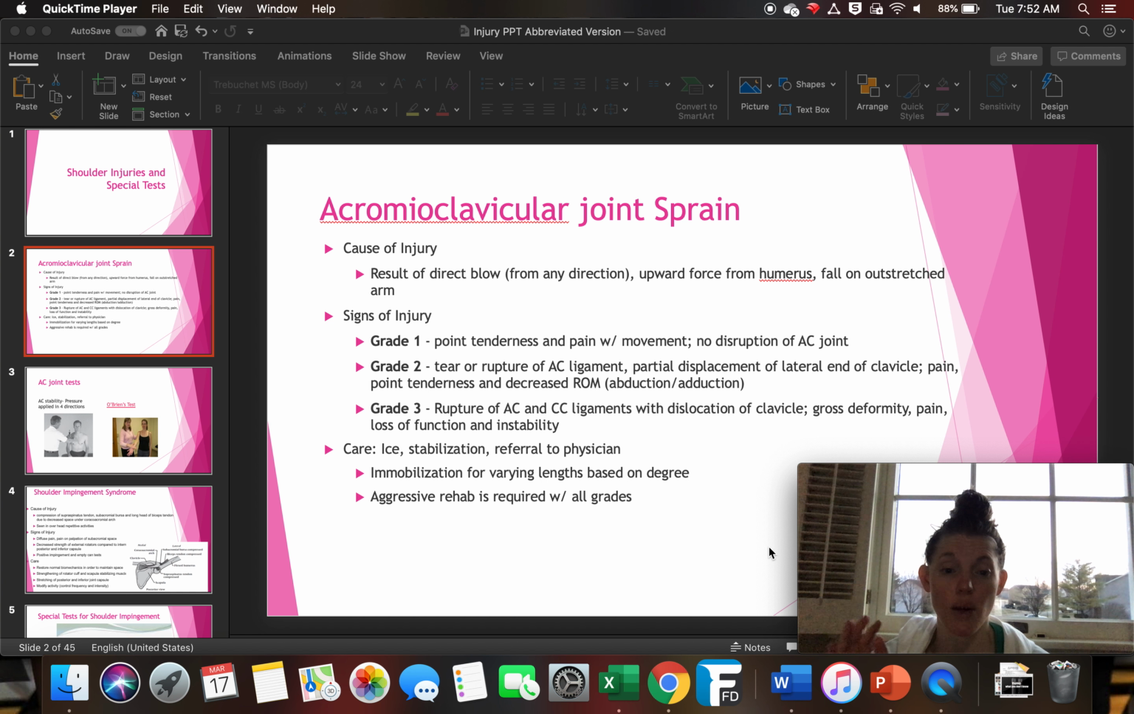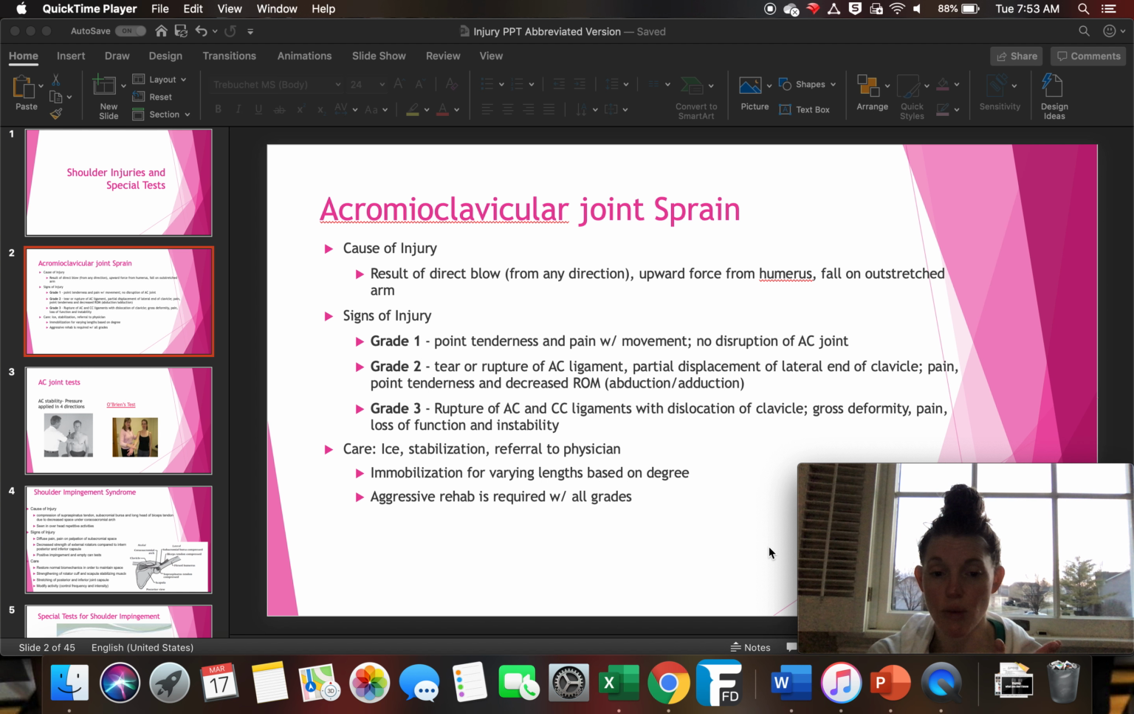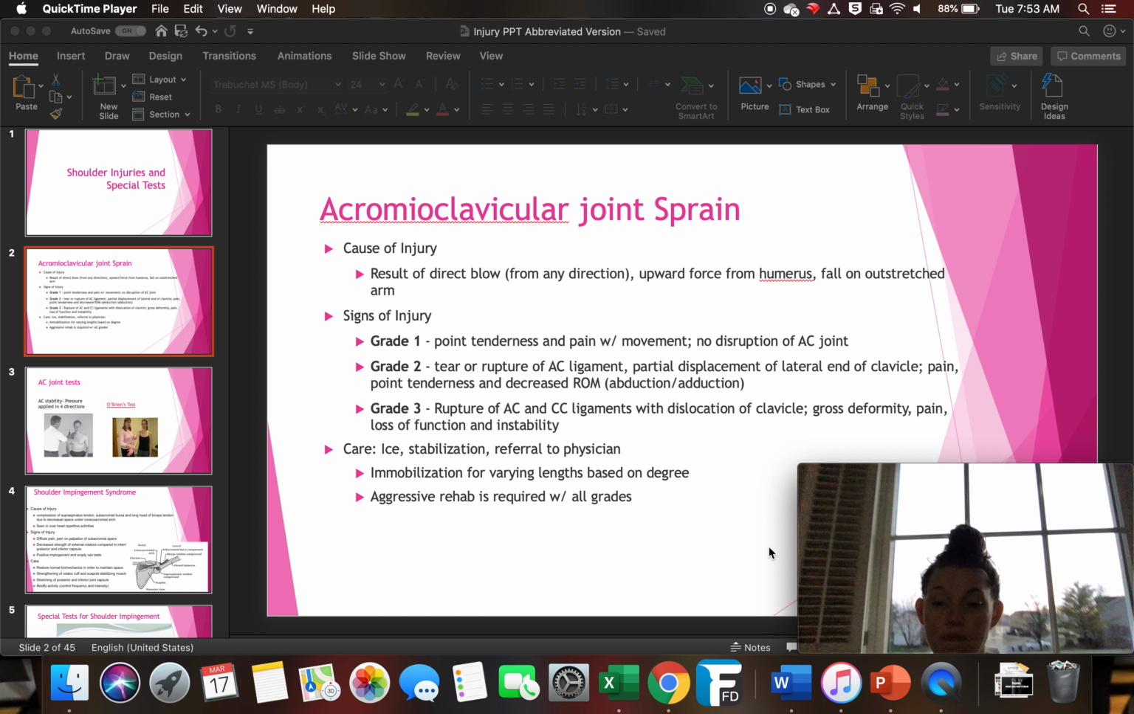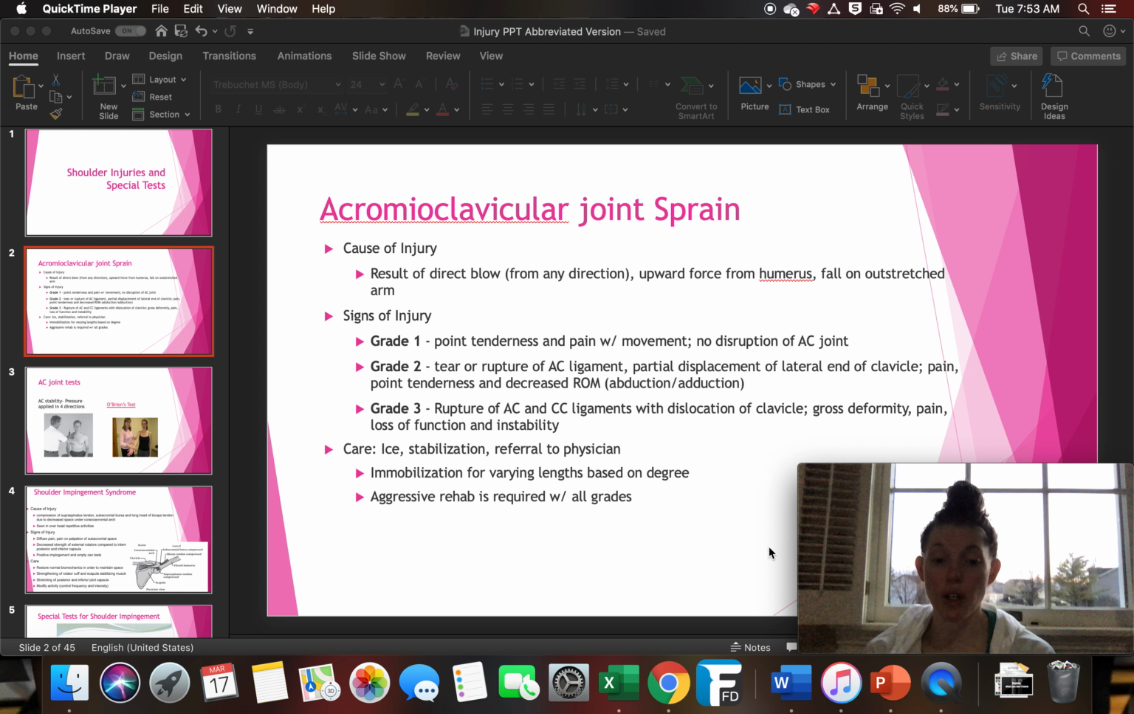So the signs: they will have point tenderness and pain with movement, but with a grade 1, there's not going to be any disruption of that joint. If they partially tear it, then the lateral end of that clavicle might be a little bit moved, and they might have decreased range of motion. And if they completely rupture those ligaments, the acromioclavicular and the coracoclavicular, which is just down a little bit from the coracoid process, then there would be gross deformity.